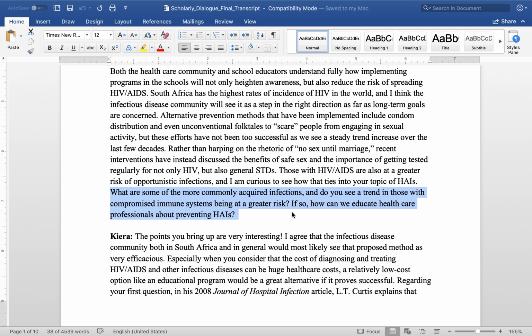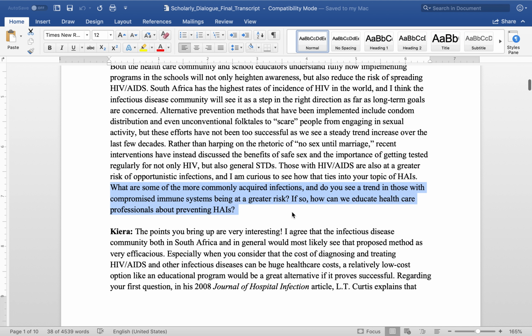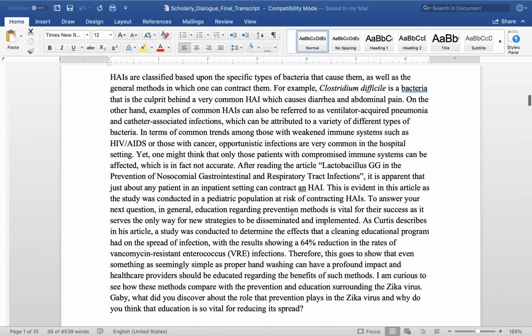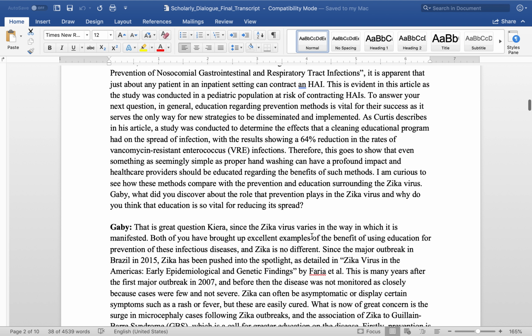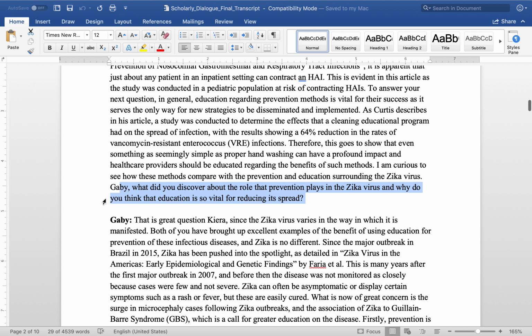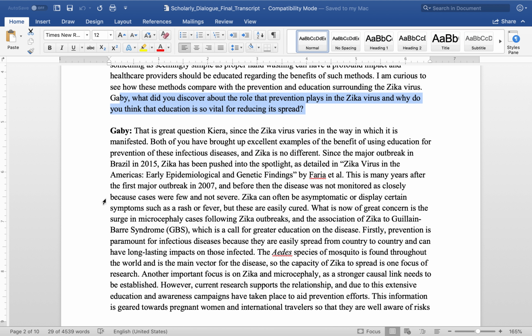What are some of the more commonly acquired infections? Do you see a trend? If so, can we educate people? So then Kira chimes in and does her bit. So notice how ending with the questions here is a strategy to engage other members of the panel. Now, you don't have to do that.